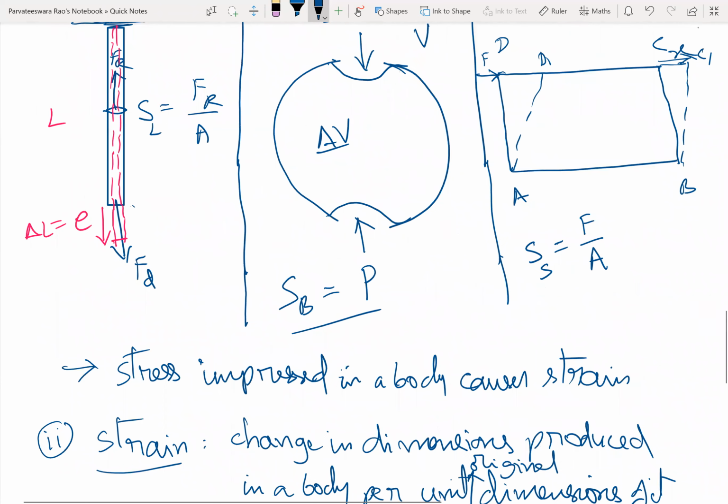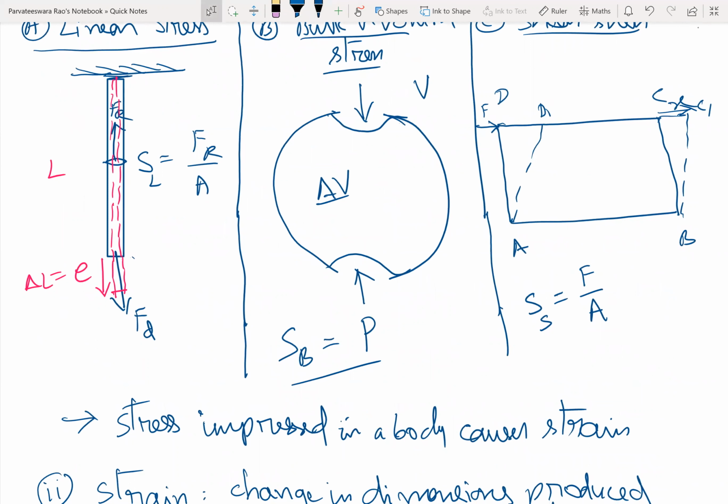Now let us come back to this diagram. E is the increase in length, L is the original length, correct? Yes, sir. Change in length is E, original length is L. Therefore, linear strain is E by L or delta L by L. Correct? Yes, sir. Next.